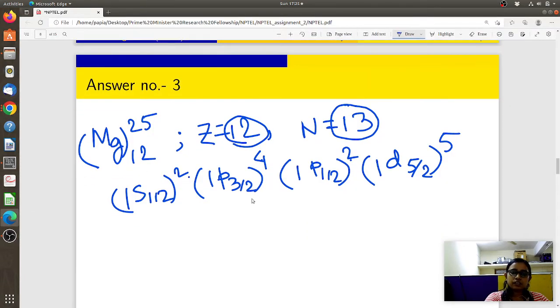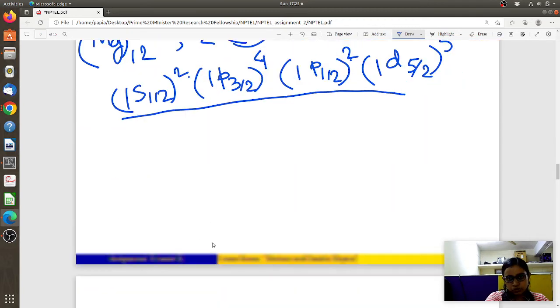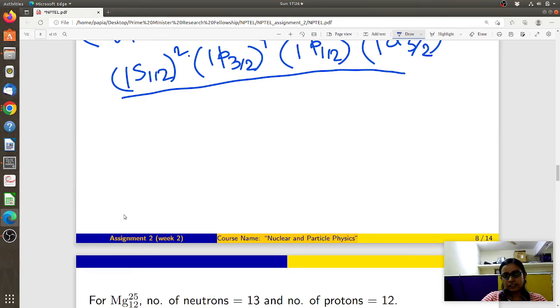So this is the configuration for N equals 13 through the shell model, basically the ground state configuration. But in that question they were asking what the first two excited state configurations will be, and then what the spin and parity will be. So we have to go beyond the ground state, to the first excited state and the second excited state. So I would like to draw an energy diagram here. I am only talking about 1p3/2.